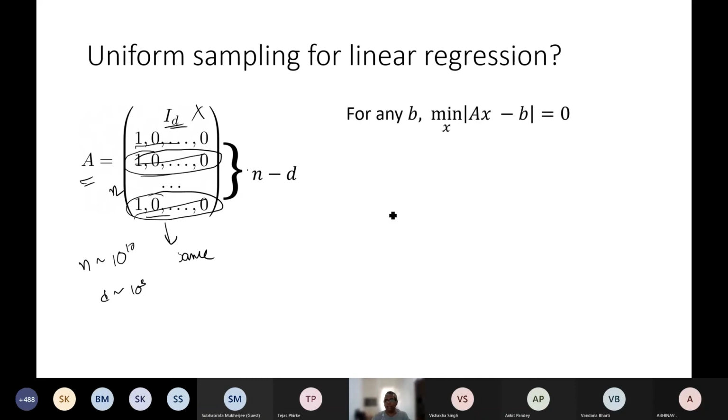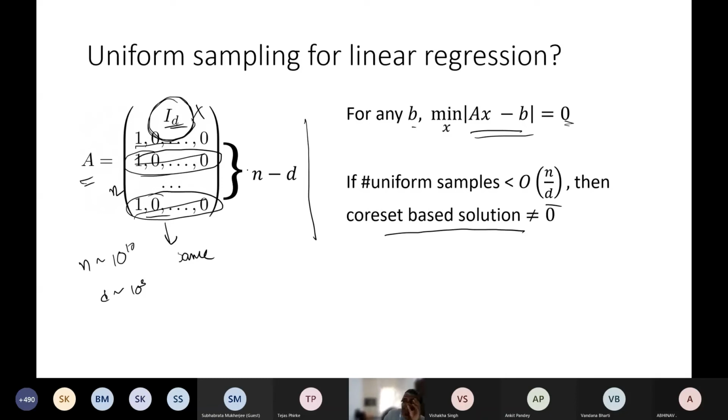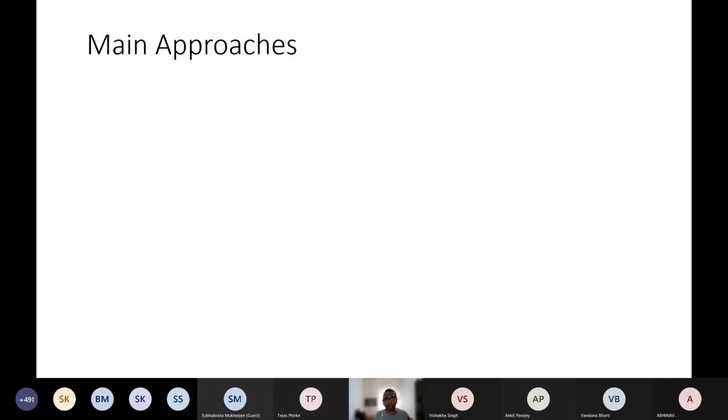Because of this identity matrix out here, it is not hard to show that for any target vector b, you can solve this exactly, Ax minus b equal to 0. However, if the number of uniform samples is less than n by d, the solution obtained from the coreset-based solution will not give 0 for any b. It will give a non-zero value, and therefore you cannot get a strong coreset guarantee, because you're throwing away the important part of the data, which is the identity. Although it is small in size, it's actually an important part of the data.